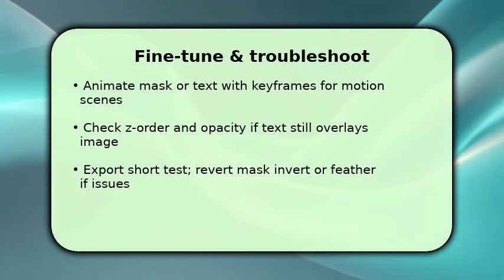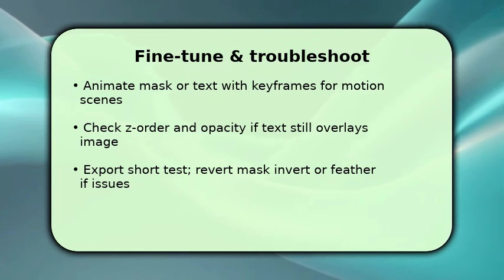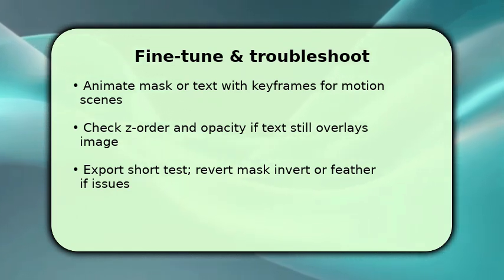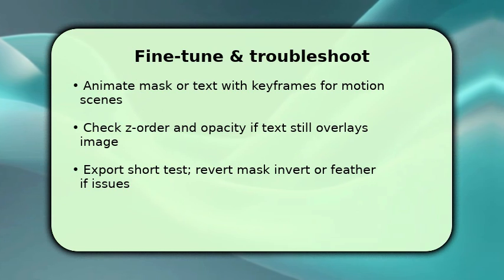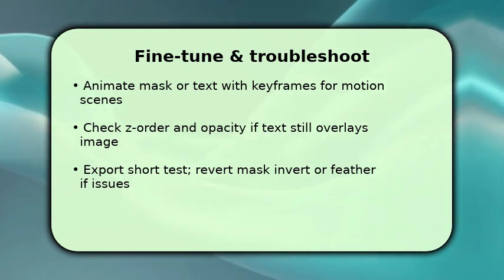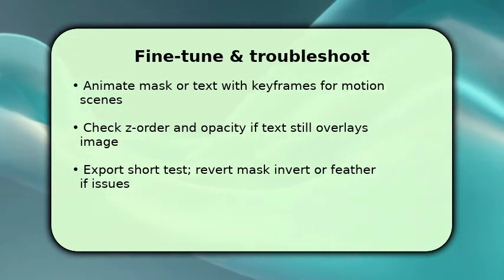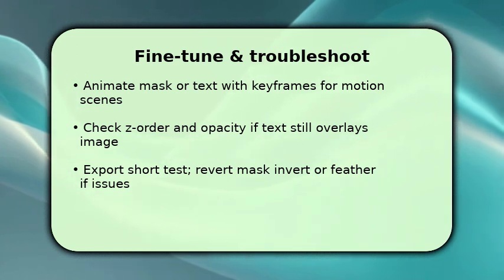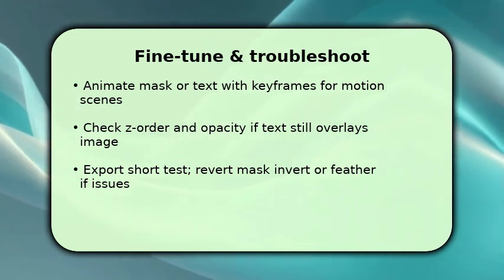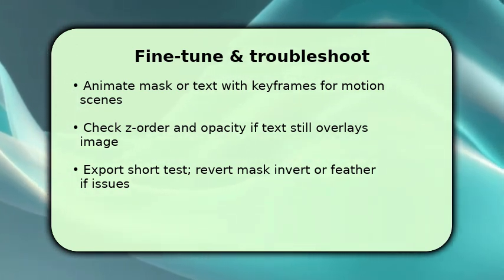Finish by fine-tuning. Add keyframes to the text or mask if there's movement so the hidden text tracks correctly. Make sure the duplicate image sits above the text and that opacity is 100%, otherwise the text will appear on top. Once satisfied, render a short test clip to verify alignment in motion.